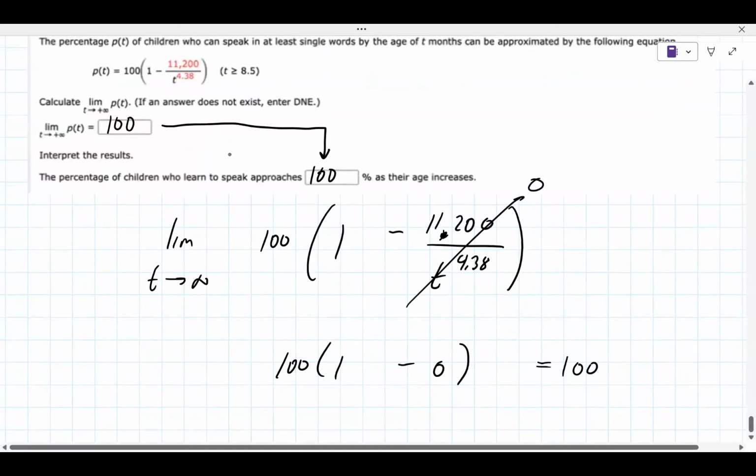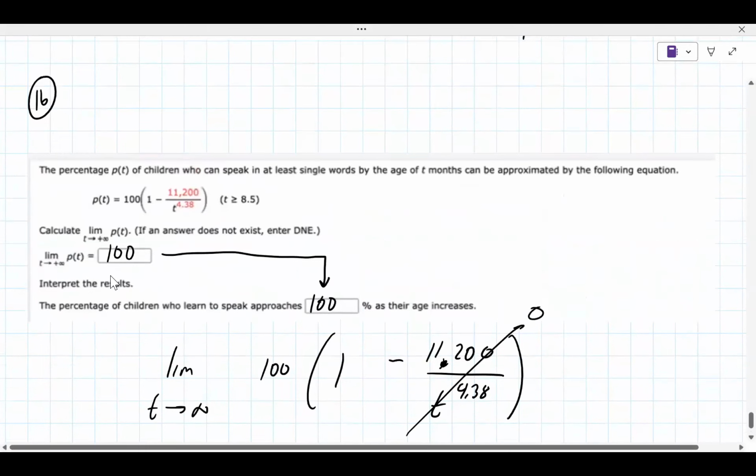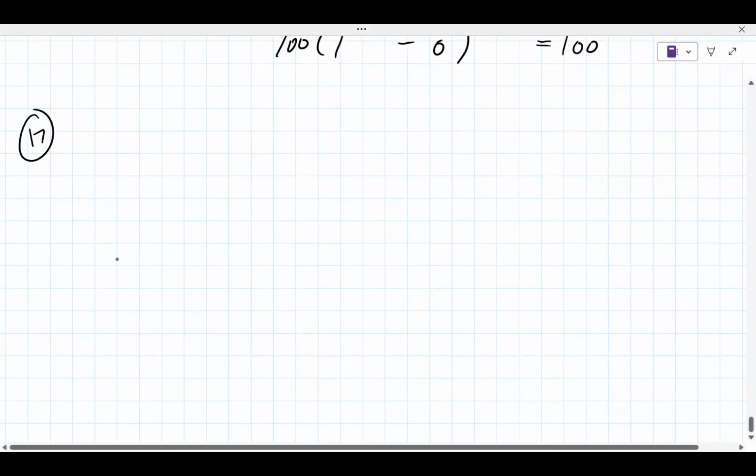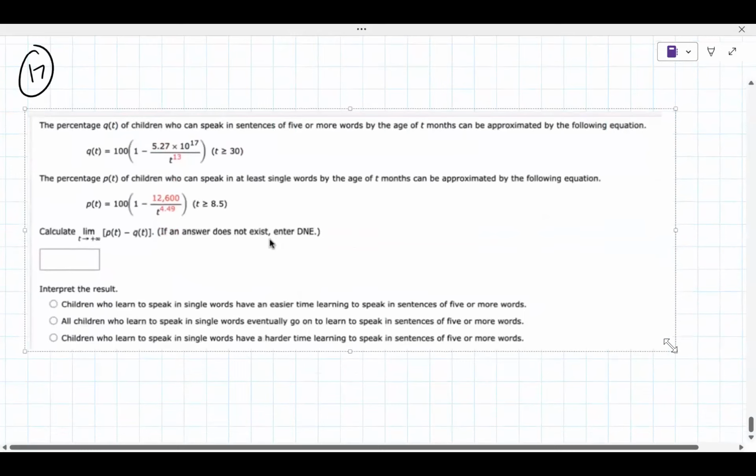It's another one of those where you grab that number from the previous problem and write it in a sentence so you understand the concept, interpret the results. Okay, 17 looks the same. So 17 is the percentage of children who can speak single words, approximated.